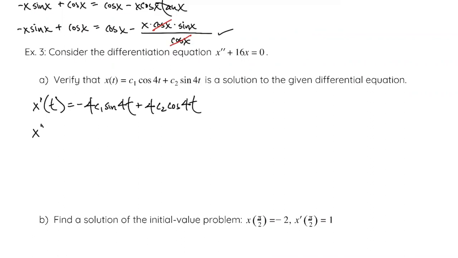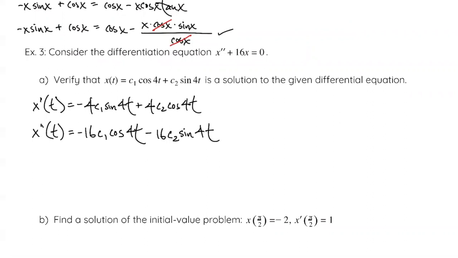Well, we need the second derivative. When we take that second derivative, we better use chain rule again, and it would be really important to be careful about our signs here. And so what do we end up with? We end up with negative 16 C1 cosine 4t minus 16 C2 sine 4t.